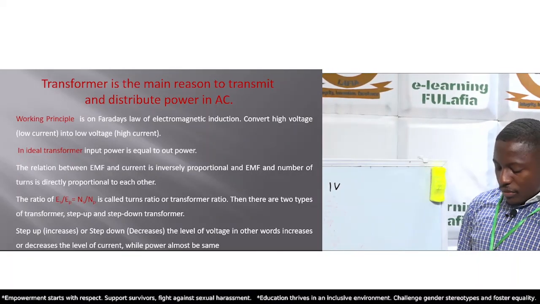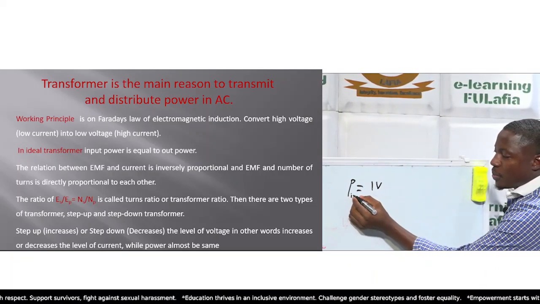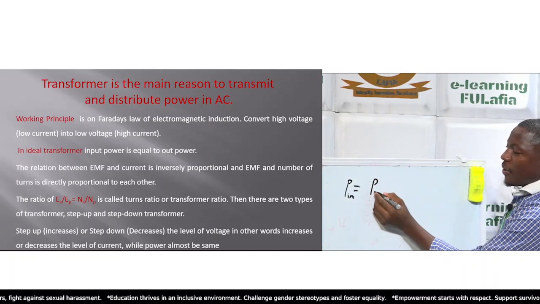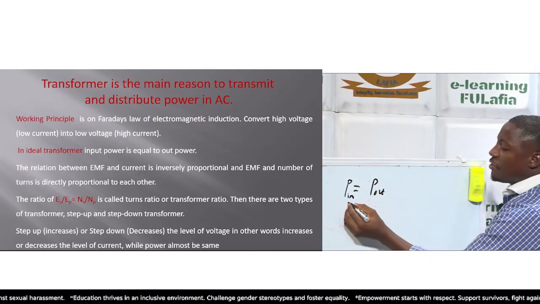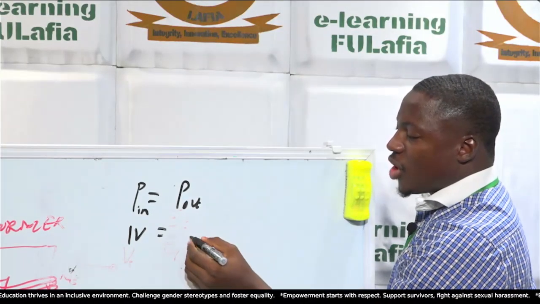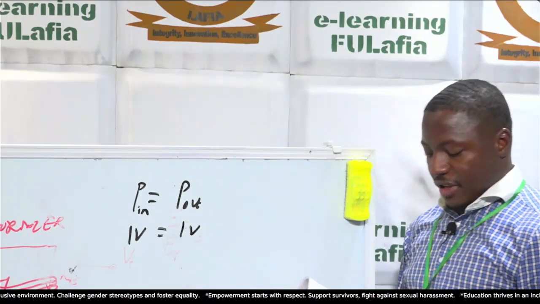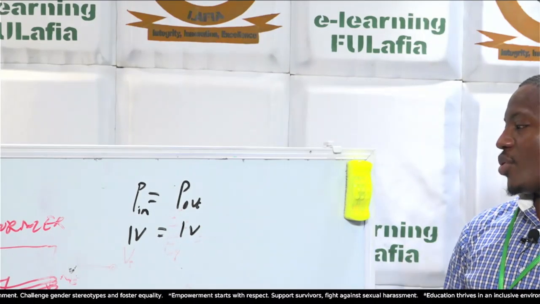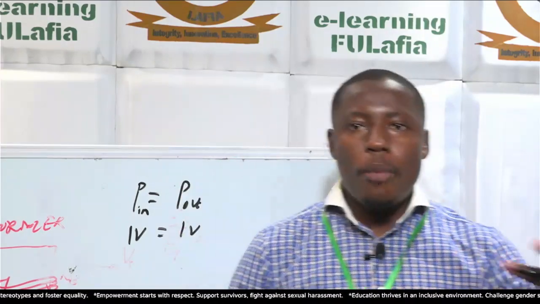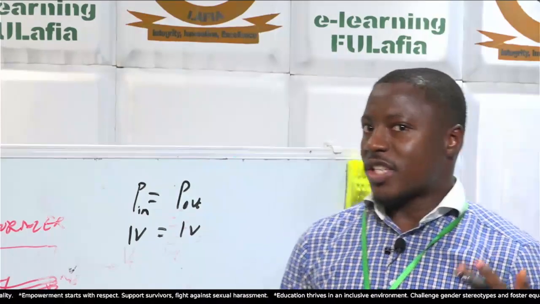Now, we have an ideal transformer that says the input power is equal to what? The output power. And that means what? If you have power equal to IV in the input, that means on the output also you are going to have power equal to IV. Another thing is that you have power in the input, meaning either power in the primary or power in the secondary, depending on the type of transformer. Is it a step-up or step-down transformer?